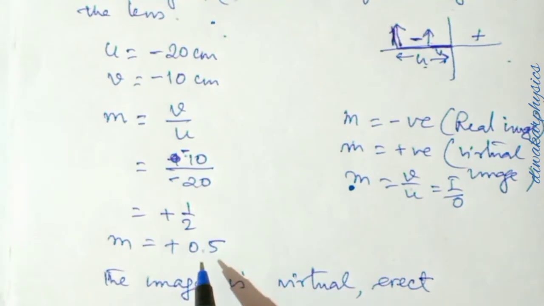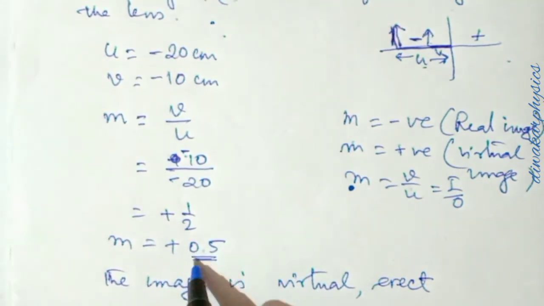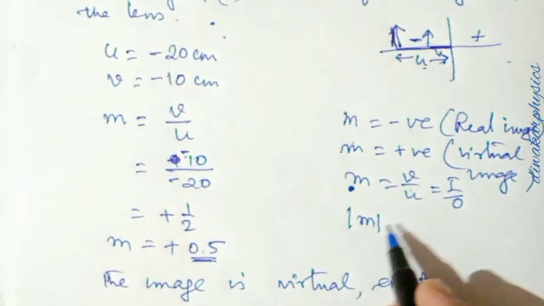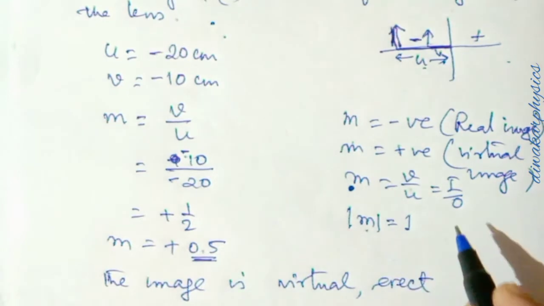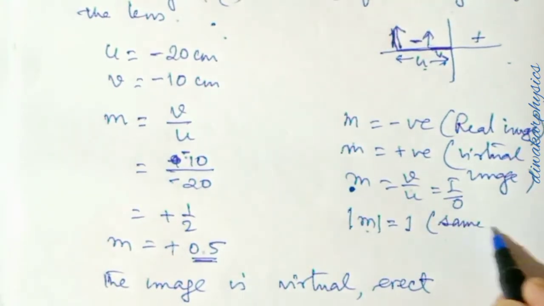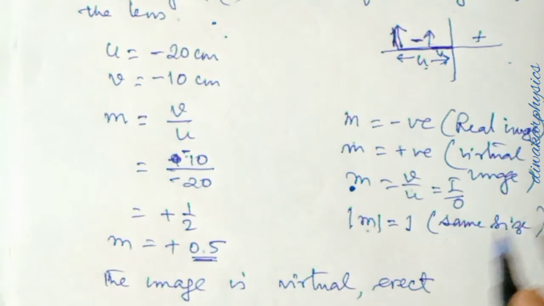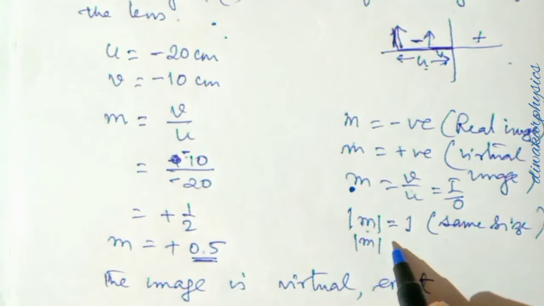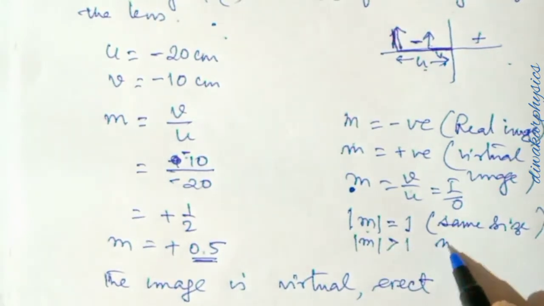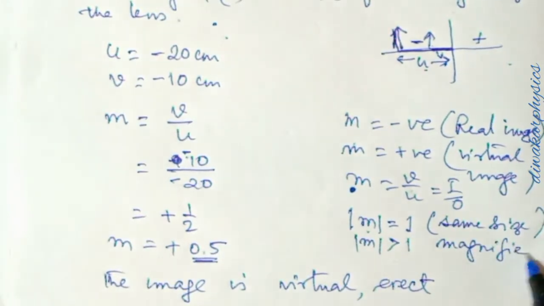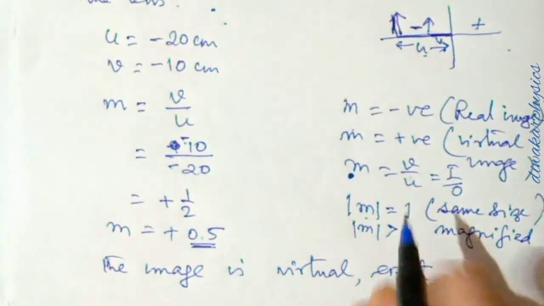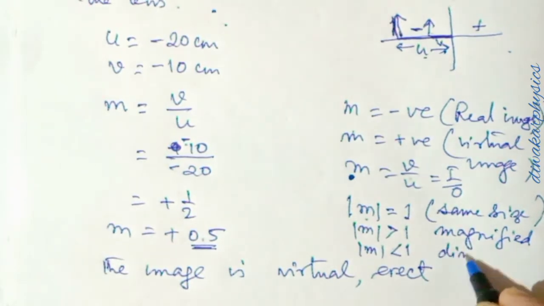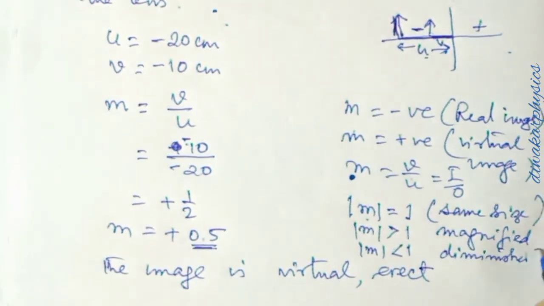And you see this value, okay? Only the value part you say. For your revision, if only the magnitude of m is equal to 1, then it is the same size image. You can understand the size of the image also from m. If the magnitude is greater than 1, then it is magnified. And if the value is less than 1, then it is diminished. This is for your revision.